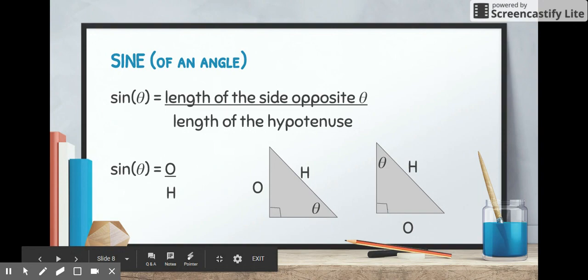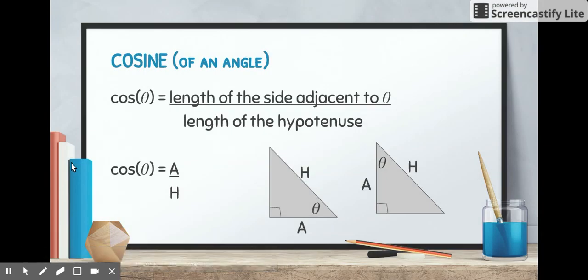Again, make sure you know the hypotenuse is the side opposite the right angle, okay? But the opposite side is opposite the reference angle. So make sure you understand that distinction. Our next trig ratio is cosine.